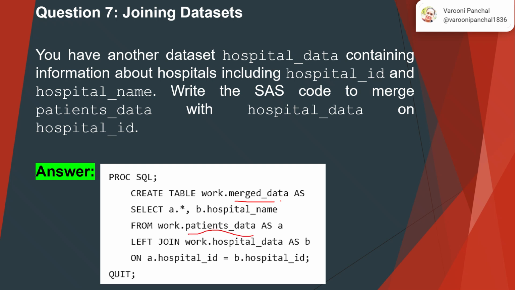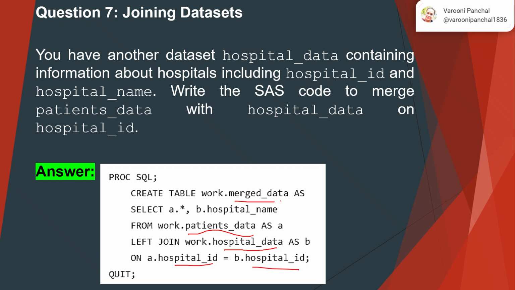And A is nothing but patients_data. B.hospital_name. So from the B data set, I'm selecting only the hospital name. That is the hospital data. So from hospital data, which is assigned as B in SQL, B.hospital_name, I want only this specific variable from B. And now what I'm going to do is a left join, meaning whatever hospital names are present in A, only those will come from B, on A.hospital_ID equal to B.hospital_ID. So this hospital ID you are merging.